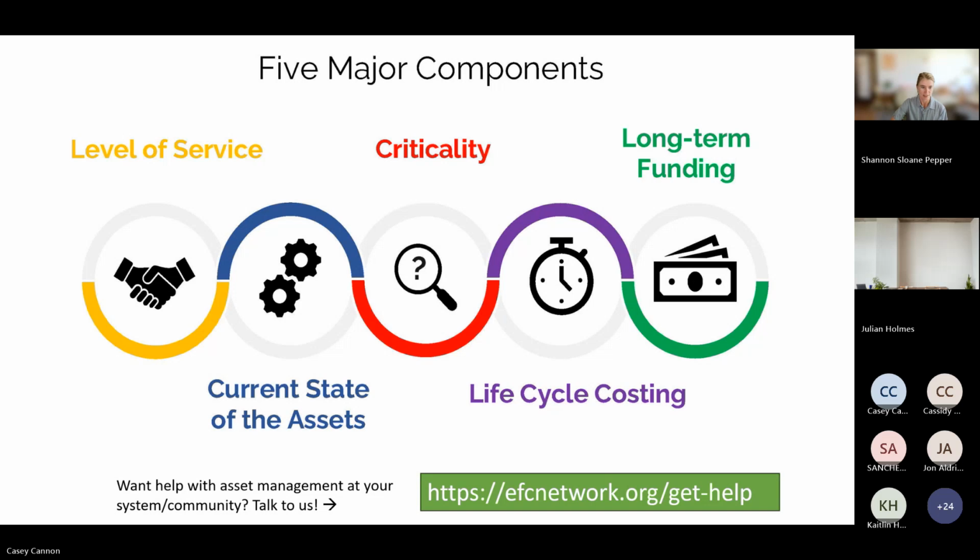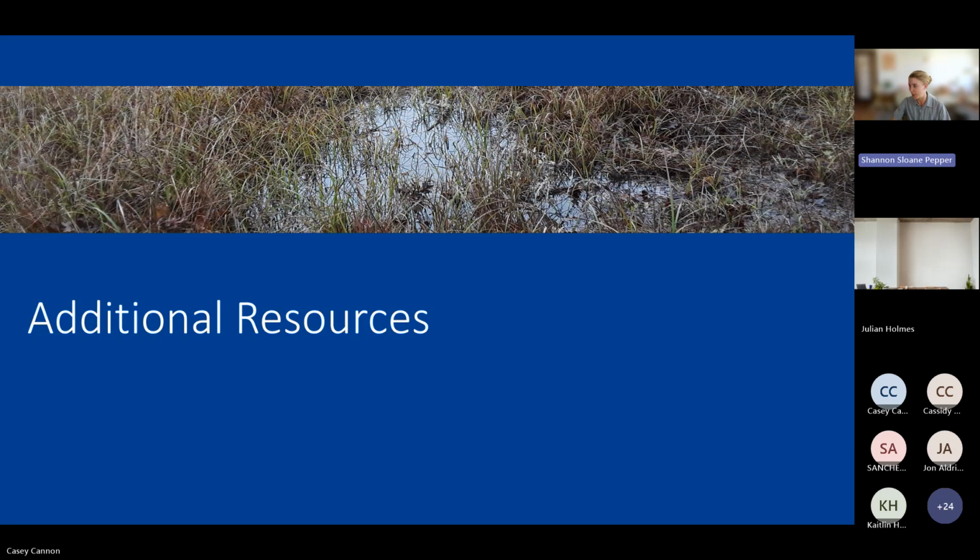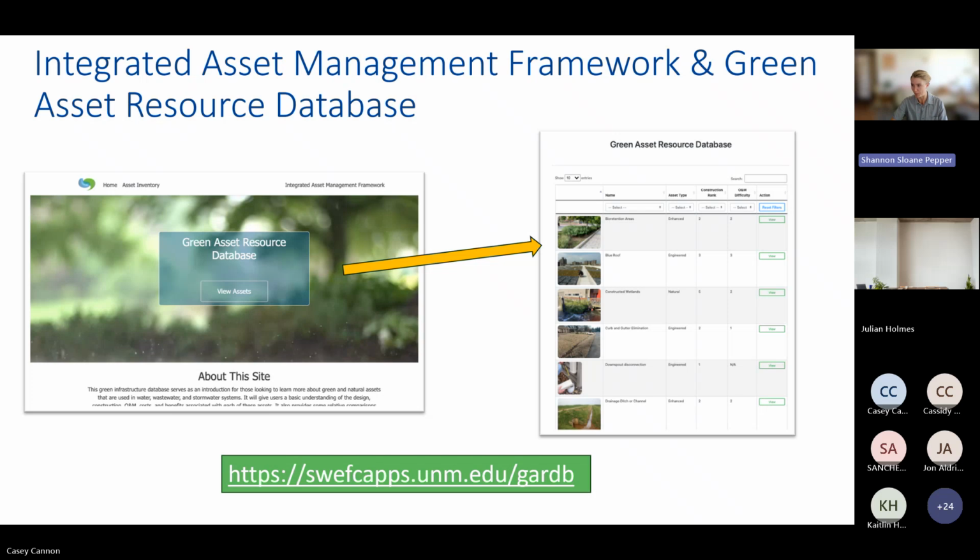Next slide. And you'll have all of these slides. Casey will share them, so I'm going to run through them quick. I know I'm kind of up against my time limit here. I'll just share a few additional resources that will be available to you as well. The Integrated Asset Management Framework is a really great resource. This is something that we developed at the Southwest Environmental Finance Center and really provides like an overview similar to the one I gave you today with additional examples, resources. We also have a green asset database with tons of different examples of assets and install costs, average maintenance costs, just kind of useful general information about green assets.